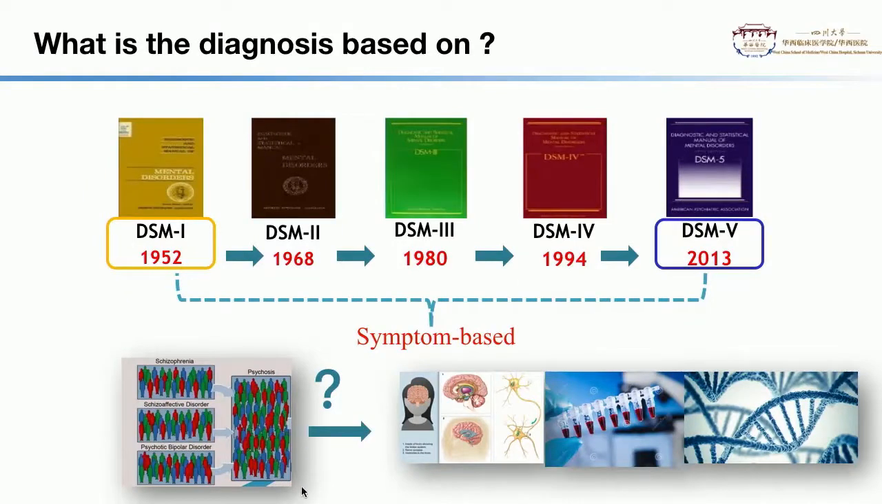So then the third question is, what is the diagnosis based on? As I just said, we still do not have a basis for the pathology, the neural basis for the pathology. So how can we make a diagnosis? Unfortunately, after several decades of the DSM, which is the diagnosis system in the US for mental disorders, from the very first version to the now popular DSM-5, it is still symptom-based, though we see a lot of new diagnostic categories, because even the mental disorder itself is changing with the change of society.